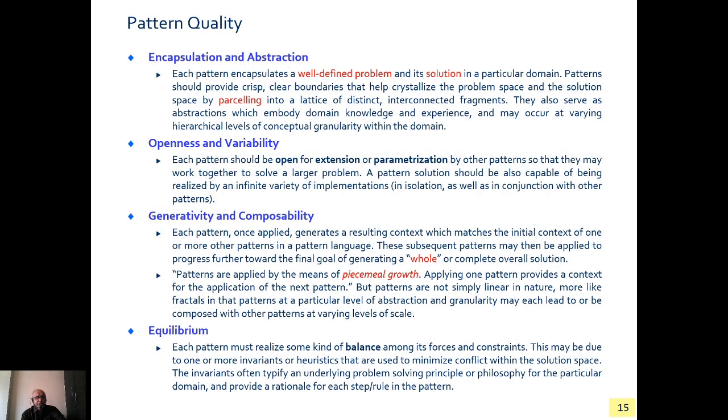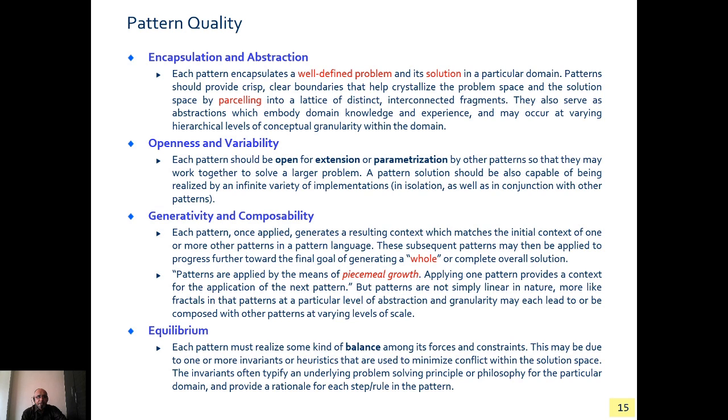Now, pattern quality, as I mentioned, was there with encapsulation and abstraction. We begin with abstraction, we embody the correct domain knowledge and experience, and a well-defined problem will of course have the solution. But again, if the problem is well-defined, the solution should be well-formed, that is, having correct structure and behavior.